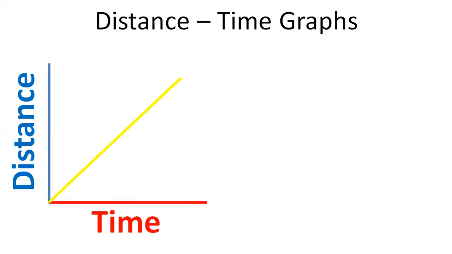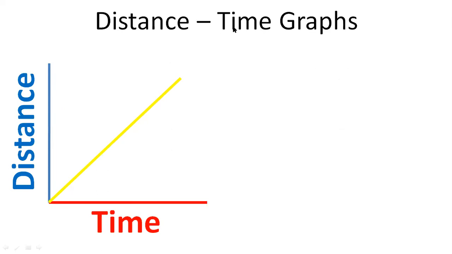The first graph which we are going to see is the distance time graph. We are not going to take any values. We are just going to understand right now what exactly these graphs can be used for. What is the purpose of these graphs? Can we use them to calculate something? So the first example we are going to take is the distance time graph.